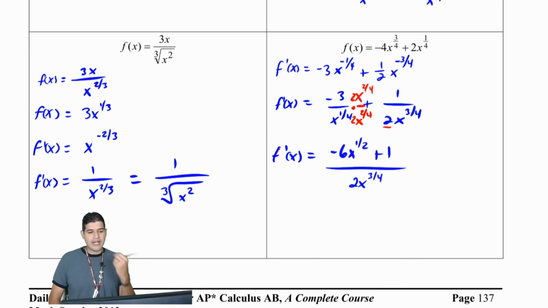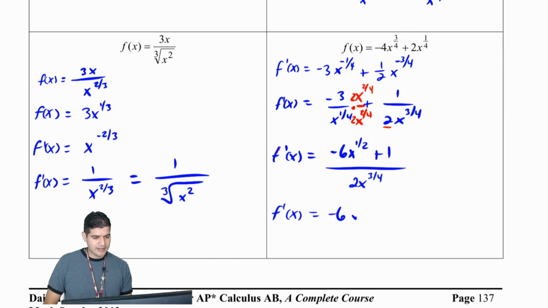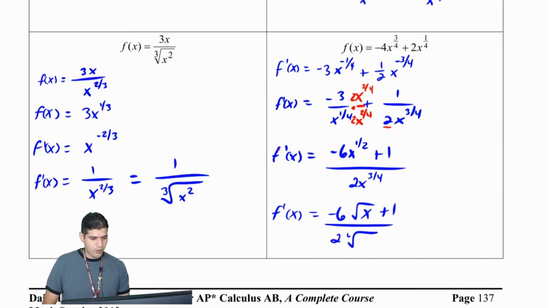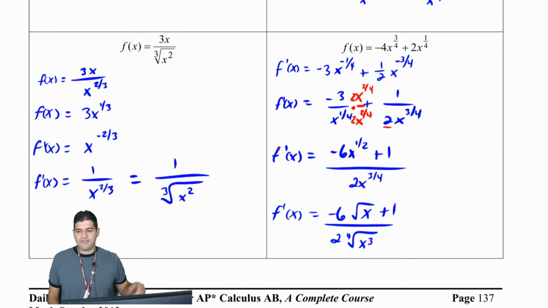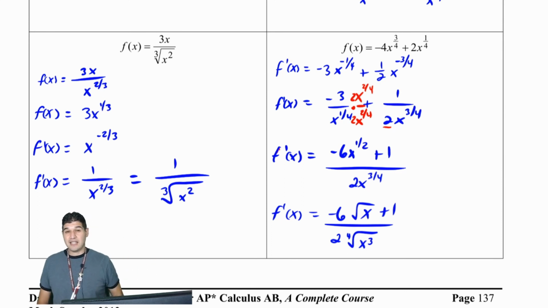All right, so let's write everything with the proper radicals. So we're going to get f prime of x equals -6 times the square root of x. So remember, 1/2 just means square root, plus 1 all over 2 times the 4th root of x cubed. And that is going to be our final derivative for that 6th problem.